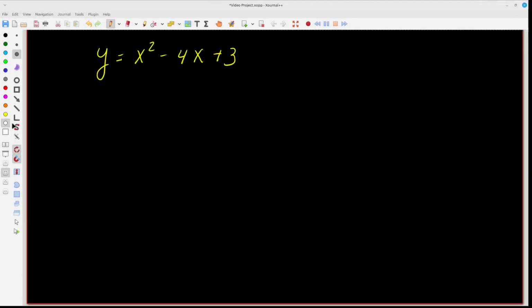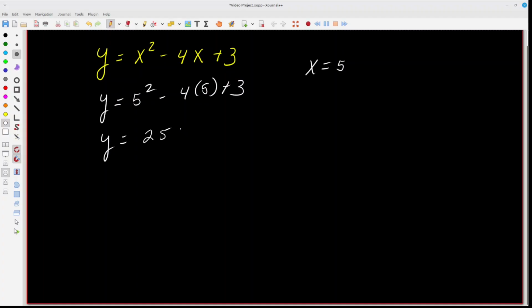We can check that by substituting x equals 5. So y equals 5 squared minus 4 times 5 plus 3. So y is equal to 25 minus 20 plus 3. So y equals 5 plus 3. So y equals 8.